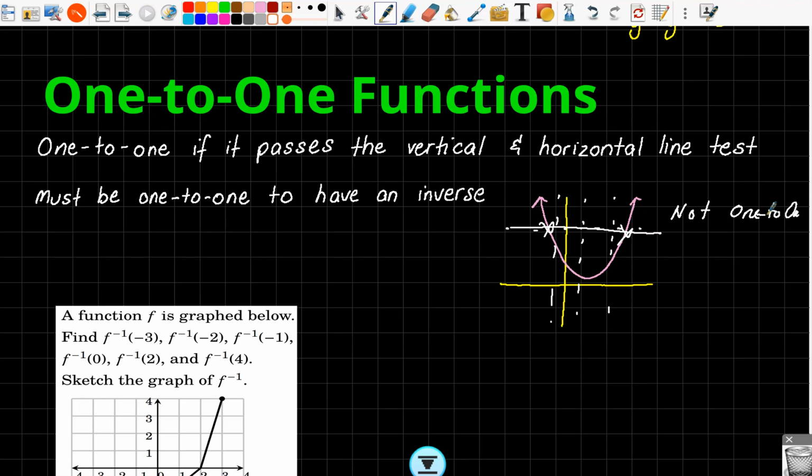How could we change a quadratic into being a one-to-one? You with us, Guy? How can I change it into being a one-to-one? Yep. Restrict at 0, like the inflection point.